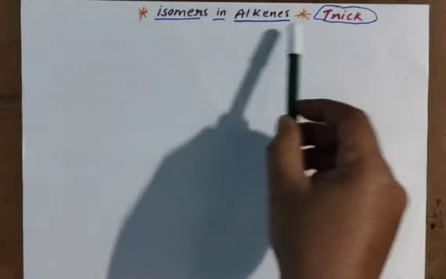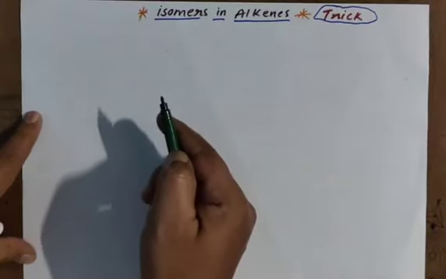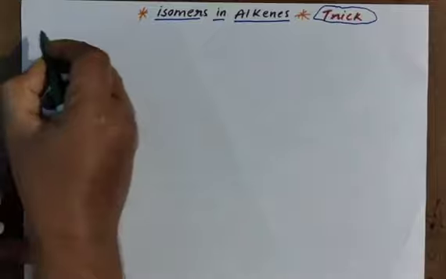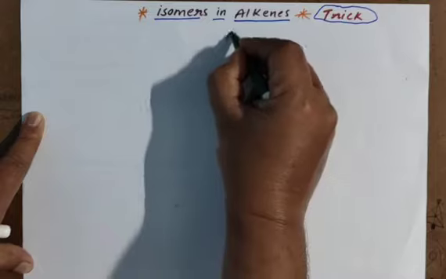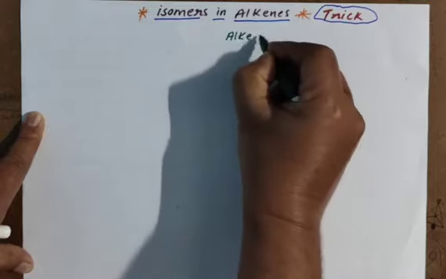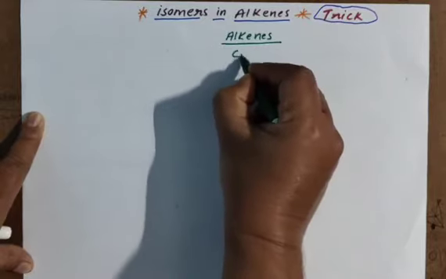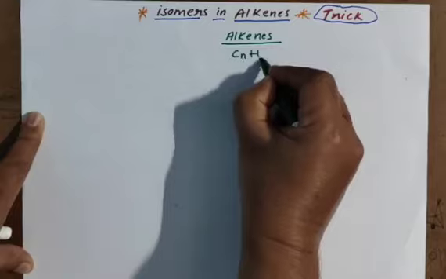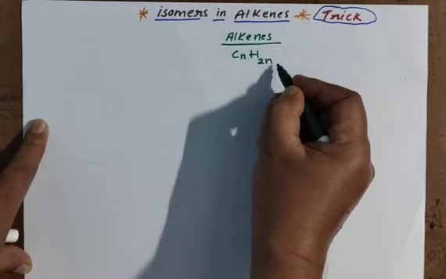Isomers in alkenes. So how to calculate the number of possible isomers in alkenes. Alkenes are unsaturated compounds, having a general formula CnH2n, where n starts from 2, 3, 4, 5.